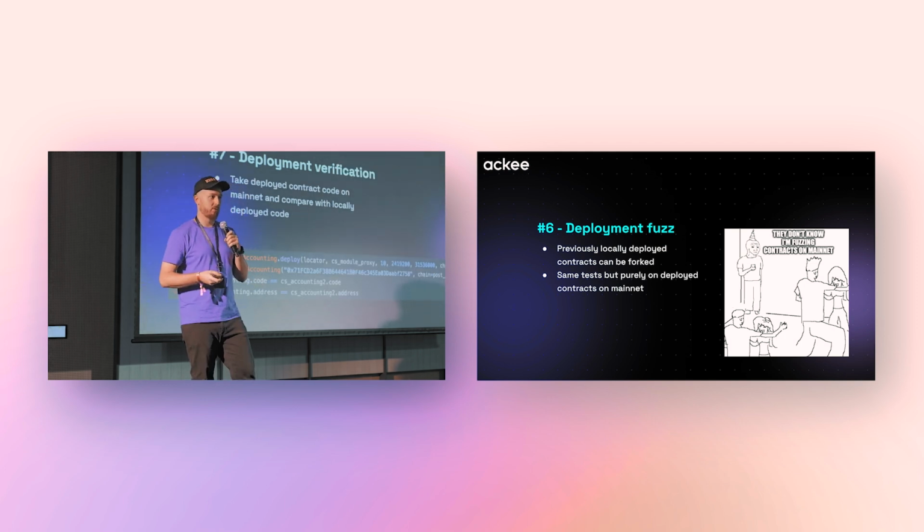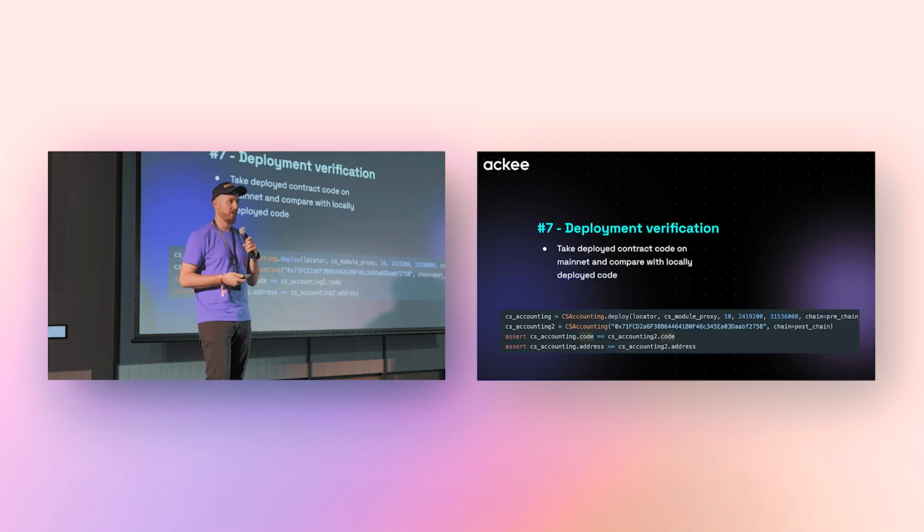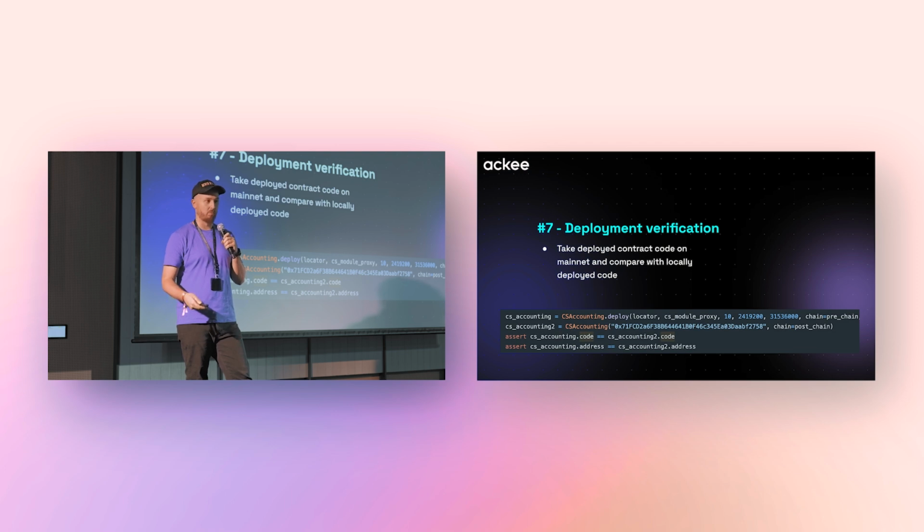Another thing that helped us verify that everything behaves as expected after deployment was the verification of deployment, where forking is also utilized. Here is an example of verification for the CS accounting contract. We just deploy it with the same parameters locally, check the code, and compare it with the code from the mainnet.